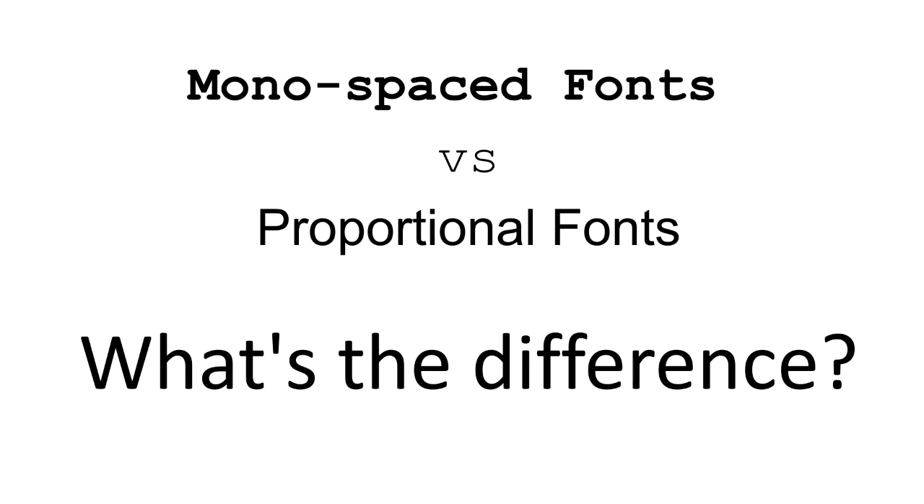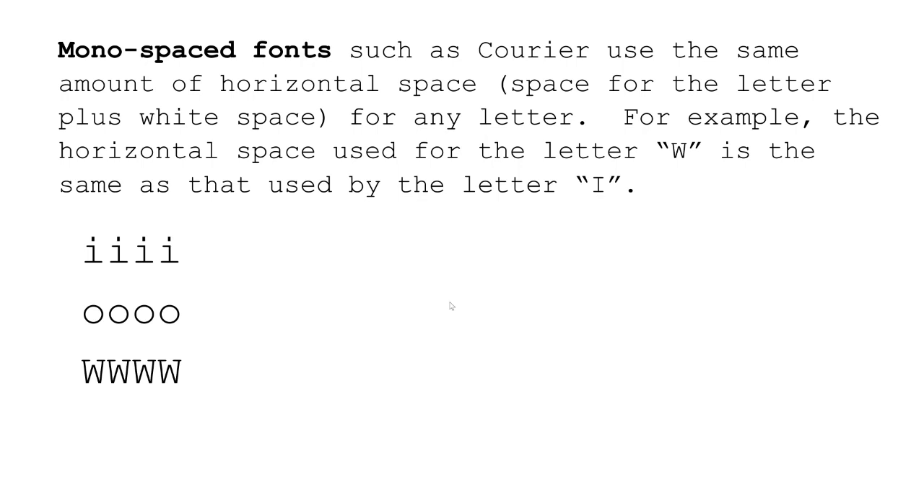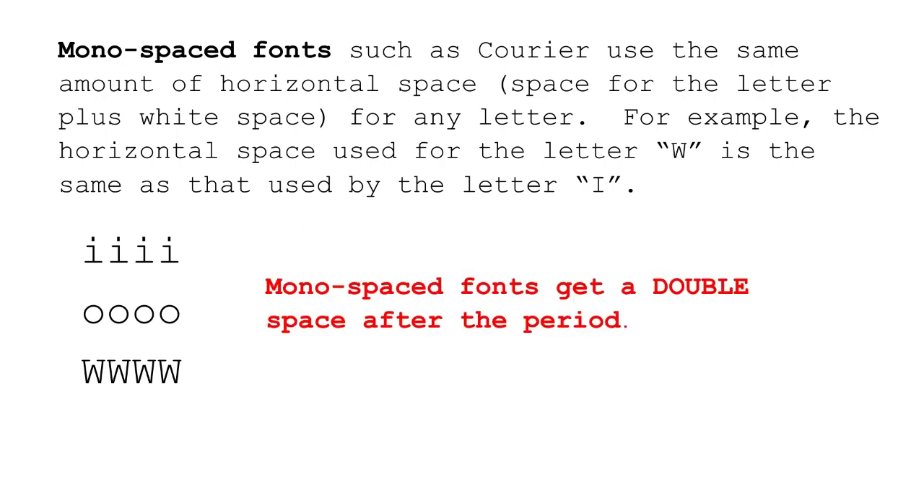So what's the difference between monospaced fonts and proportional fonts? Well, first, let's take a look at monospaced fonts. These are our traditional typewriter fonts, such as Courier, that use the same amount of horizontal space for each letter. In the example, you can see that the horizontal space occupied by the letter W is the same as the letter O and the letter I.